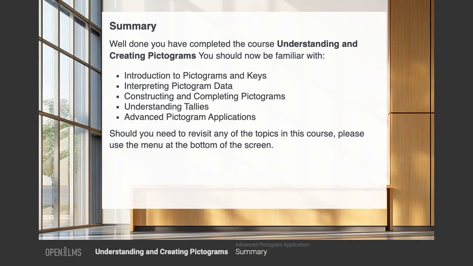Summary. Well done, you have completed the course, Understanding and Creating Pictograms. You should now be familiar with introduction to pictograms and keys, interpreting pictogram data, constructing and completing pictograms, understanding tallies, and advanced pictogram applications. Should you need to revisit any of the topics in this course, please use the menu at the bottom of the screen.